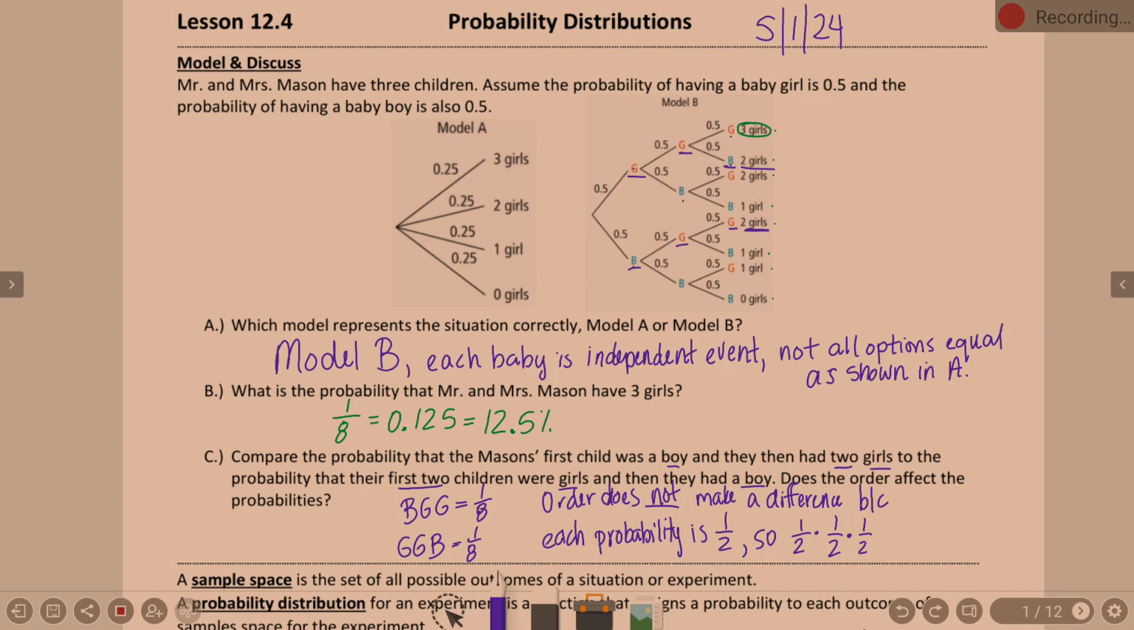There's a few definitions in the middle of the page there. One definition is sample space. A sample space is a set of all possible outcomes of a situation or experiment. All of these combinations, girl, girl, girl, girl, girl, boy, boy, girl, so on and so forth. That is your sample space, okay? All the different possible arrangements of answers. That is your sample space, so all possible outcomes.